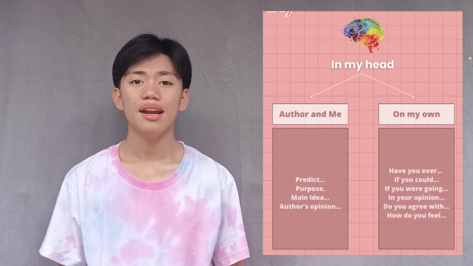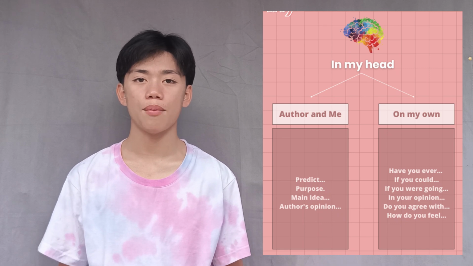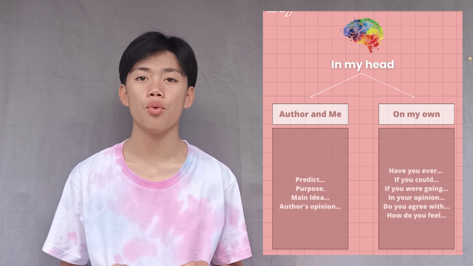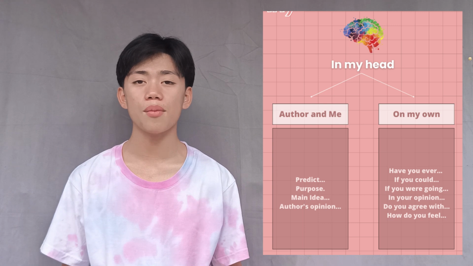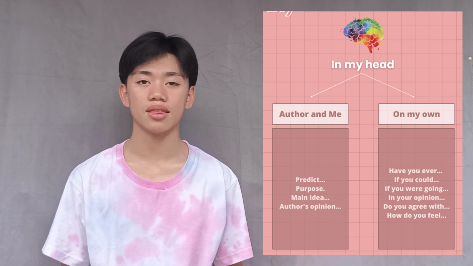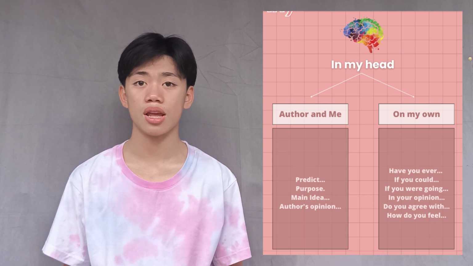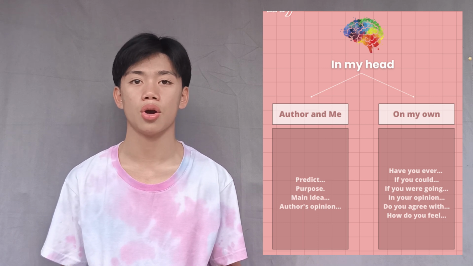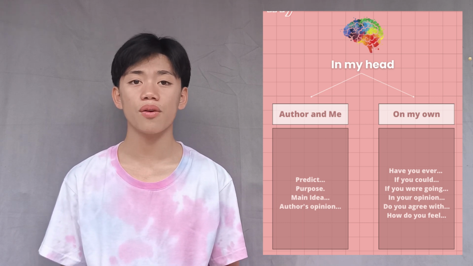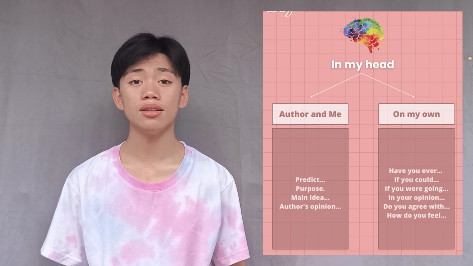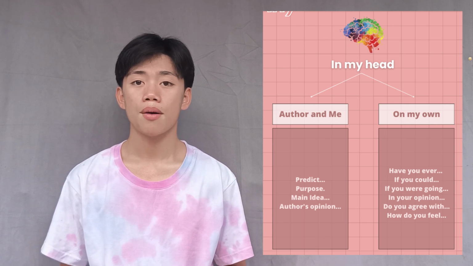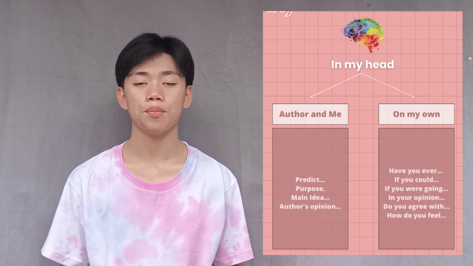Now we move on to the in my head category, starting with author and me. These questions require you to think about what the author has written and what you already know about the topic. The answer isn't directly in the text. You need to connect the text with your background knowledge or opinions. The image provides examples like predict, purpose, main idea, and author's opinion.